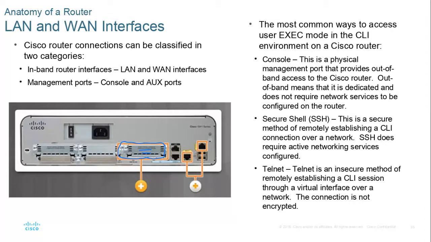So 2 categories here, in-band router interfaces. The LAN and WAN interfaces are the 2 Ethernet ports, and if equipped, the serial ports. The management ports are the console port and the auxiliary port. Don't worry about the auxiliary port for CCNA. We need to use the console port. We go to line console 0, password cisco, login. We always configure the password on the console port.